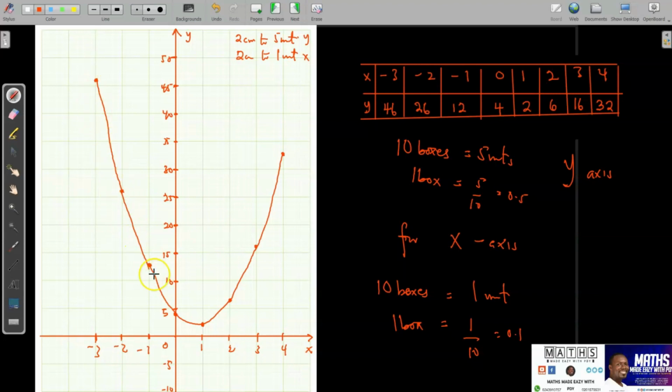So what kind of curve have we obtained? Is it maximum or minimum curve? Minimum. It's a minimum curve. This is a minimum curve. Any question on how we draw the graph of this function, quadratic function? Any question?